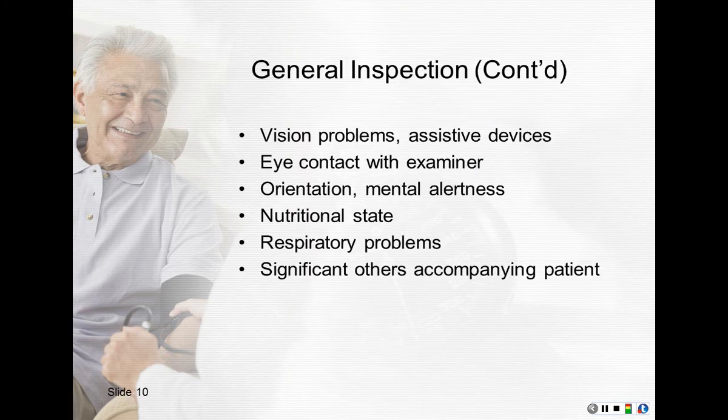Vision problems: if he had on glasses, we might ask about when was the last eye exam, or if he had a cane. Eye contact with the examiner: does he look me in the eye when I'm talking to him? Is he oriented and alert? What's his nutritional state? Does he have any respiratory problems? Is he coughing or wheezing? Is there a significant other who accompanies him to the exam? And what's the interaction like between those two?